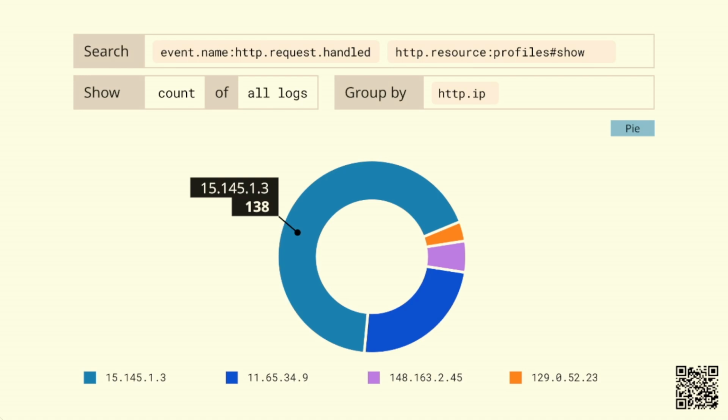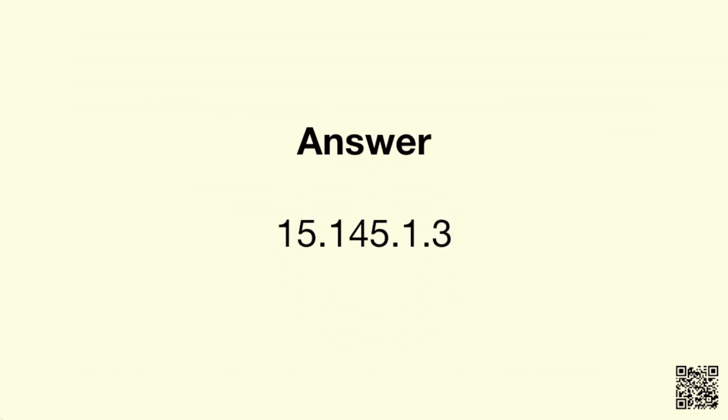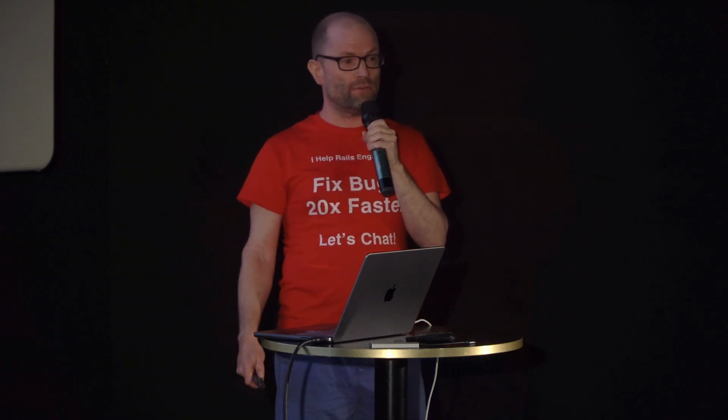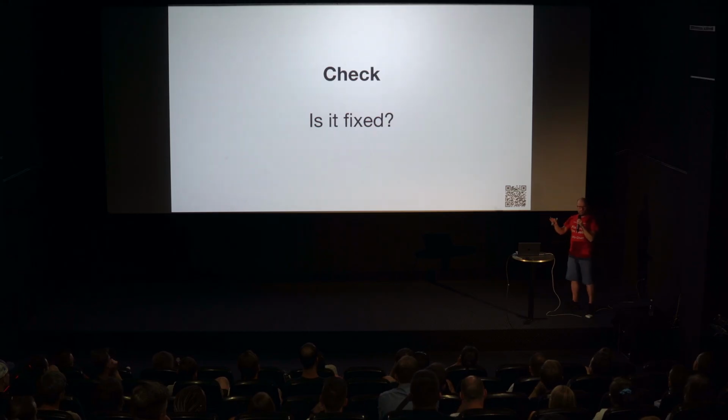At this point, we've spent about maybe 6 or 7 minutes, and we've got an answer. So let's just recap. There's clearly somebody at this IP address scraping our app, hitting that profile show controller. This floods the queue with analytics jobs, and that delays password reset emails. Okay, pretty clear. We have the data, we have the technology. So now the fix is we just need to block the IP in the infrastructure. Go into Cloudflare, do whatever we want. Not do whatever we want, that would be a bad idea. Let's just block the IP.